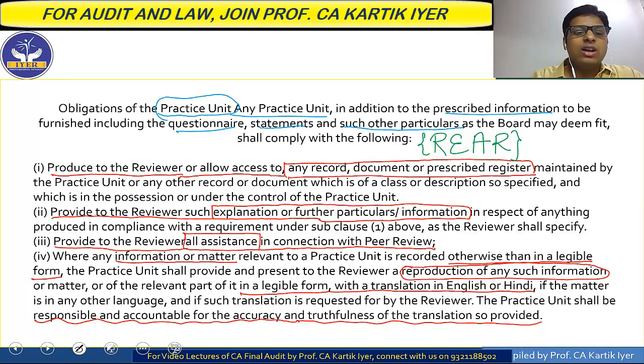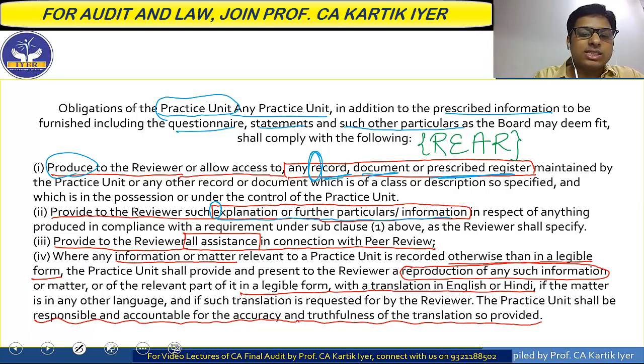Let's see this. I have to produce any record, document, or any prescribed register which is maintained by the practice unit. So I have to give all the information that I have, basically. Second is, if they ask for any explanation, I cannot say, "Sorry boss, I cannot give you any explanation. I'm having a bad mood today." I cannot say all these things. That is nothing but explanation or further particulars or information that has to be given. Okay, that is basically explanation or further particulars or information.